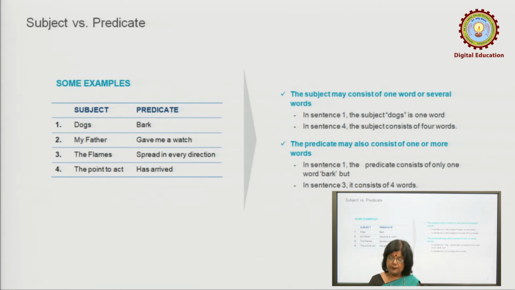Now, the main subject word is dogs in sentence 1, and the main word is act in sentence 4. The same will happen in the predicate section also. The predicate may also consist of one or more words. In sentence 1, the predicate consists of only one word, that is bark. But in sentence 3, the predicate consists of 4 words, spread in every direction. Now, this group of words is acting as a predicate.